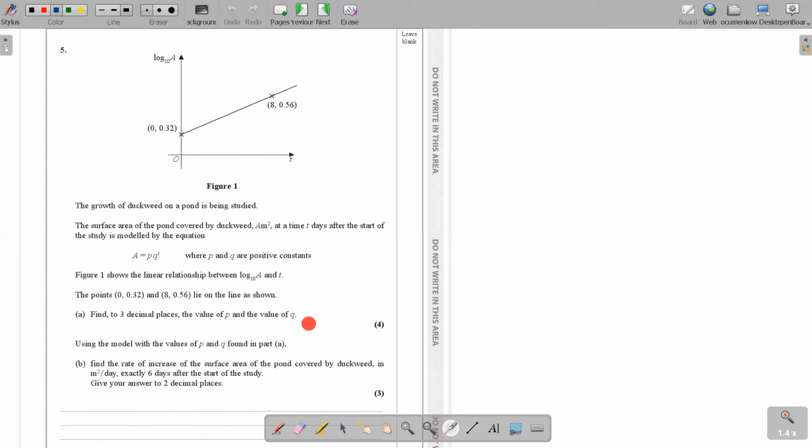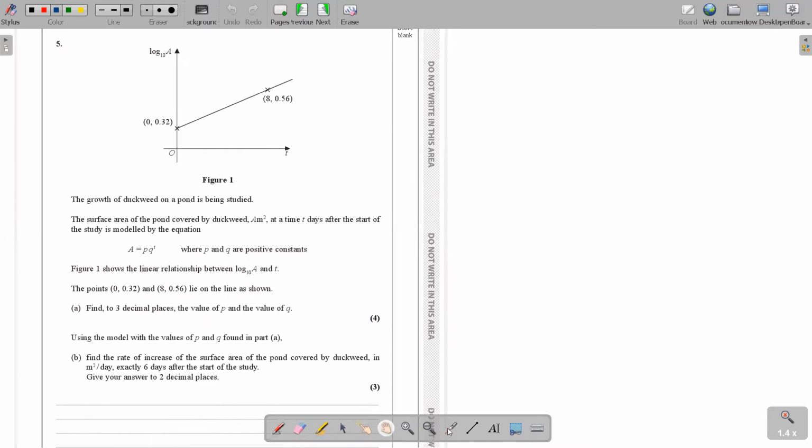Okay, so how do we find the value of P and the value of Q? It's 4 marks, and what we need to do here is get an idea about the straight line, right? So what kind of a straight line have we drawn? Now we know that this is A equals P times Q to the power t. This is obviously an exponential type of equation. So they've actually made the exponential into a straight line.